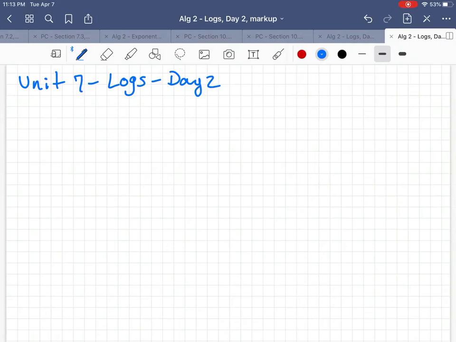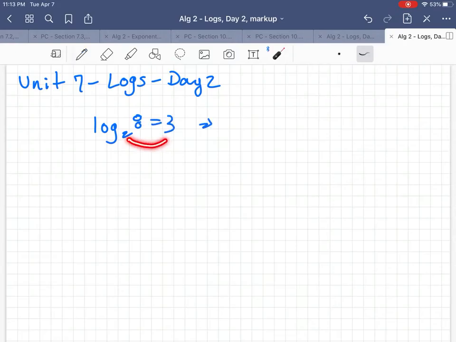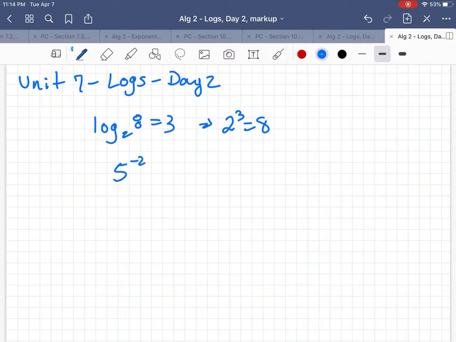All right, so remember from last time, you learned how to change a log to an exponent. So if you had something like log base 2 of 8 equal to 3, remember that meant that 2 to the third power equals that number right there. So 2 to the third equals 8. Or let's say that you had 5 to the negative 2 equals 1/25, because it's 1 over 5 squared. Well, you could write that as a log.